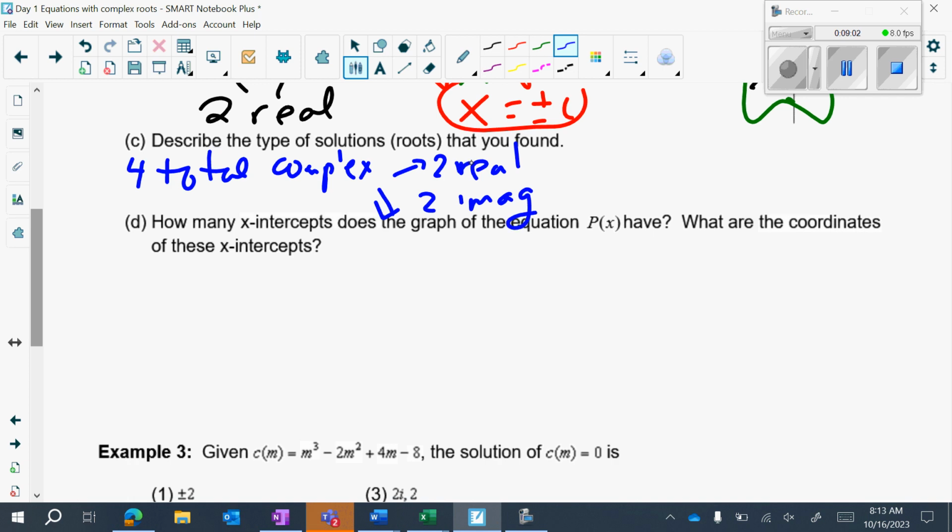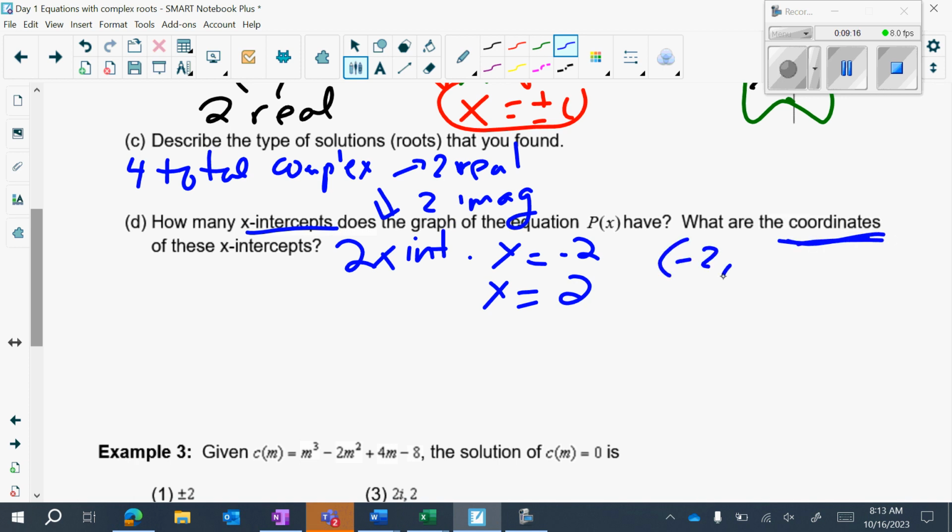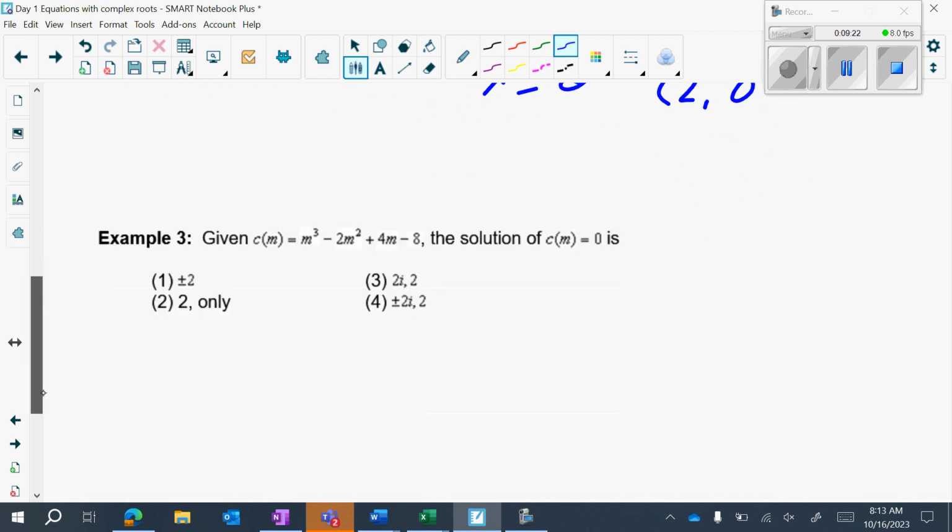Okay. And now it says, how many x-intercepts does it have? There are 2 x-intercepts, and they were at x equals negative 2 and x equals positive 2. So the coordinates specifically are negative 2 comma 0 and 2 comma 0, if we're looking at coordinate pairs. Okay. That's it. Now let's look ahead to number 3.